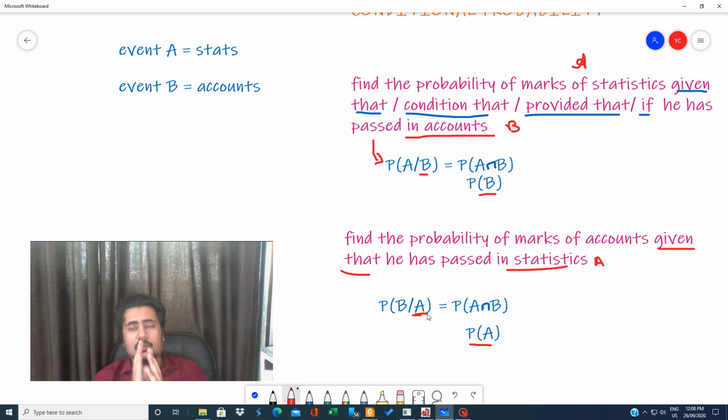So first of all, you have to identify the word given that, condition that, provided, if. The sentence which is following the if should be the condition and should be the denominator. Got my point? Should be the condition and should be in the denominator. Okay.